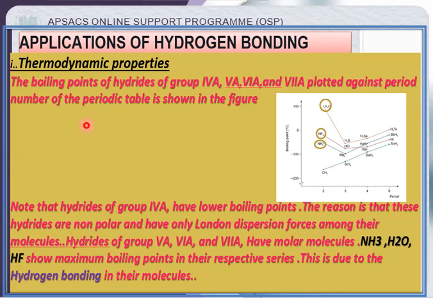Note that the hydrides of group 4A have lower boiling points. The reason is that these hydrides are non-polar and have only London dispersion forces among their molecules. Hydrides of group 5A, 6A and 7A, that is ammonia, water and hydrogen fluoride, show maximum boiling points in their respective series. This is due to the hydrogen bonding in their molecules.